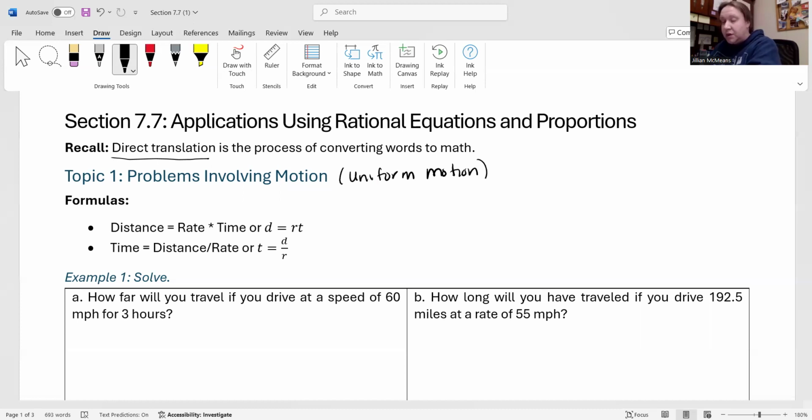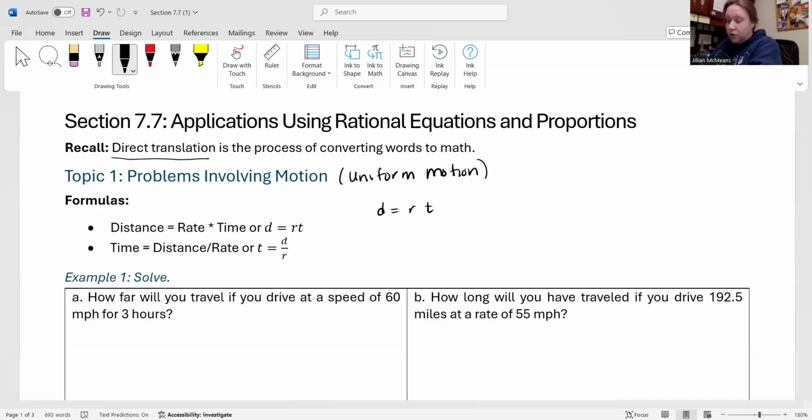So the first formula is that distance traveled is equal to the rate you travel multiplied by the time you travel. So if you take distance, it's going to equal rate times time. So D equals RT. Now, the second formula we have is for time, and this doesn't just poof appear from nowhere. If you have distance equals rate times time, we can easily solve this formula for T.